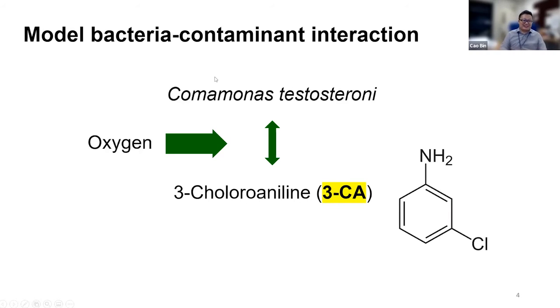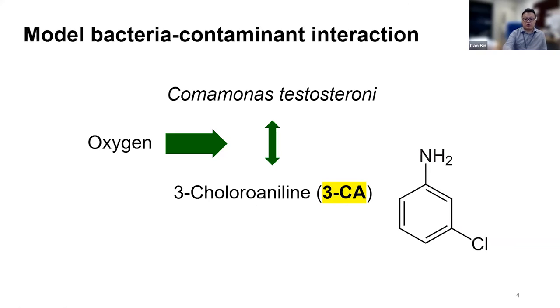That is, the bacteria interacting with a specific contaminant, in this case 3-chloroaniline or 3CA, and this bacterium is known to be an aerobic bacterium. Many researchers know about this bacterium, so they will say it is very clear that the interaction between this bacterium and 3CA is very simple. In aerobic conditions, this bacterium is able to completely degrade 3CA to carbon dioxide and water. So that's it. Yes, that's just one aspect of this interaction.